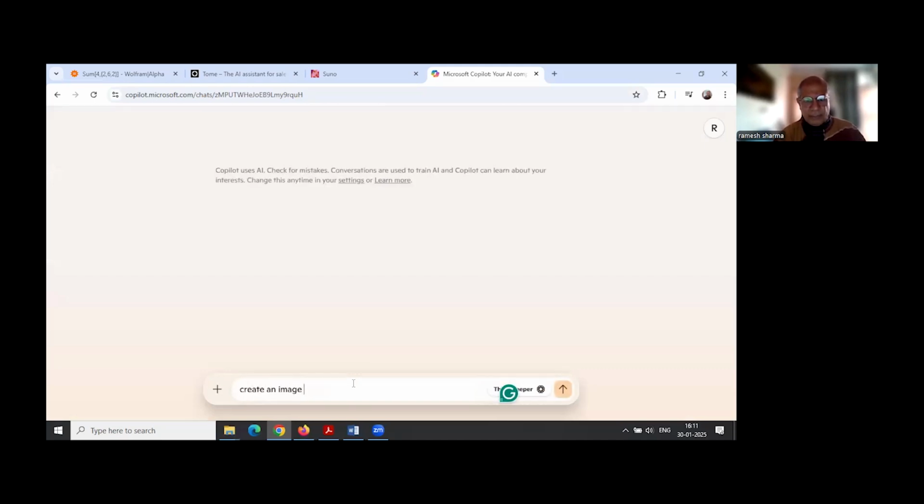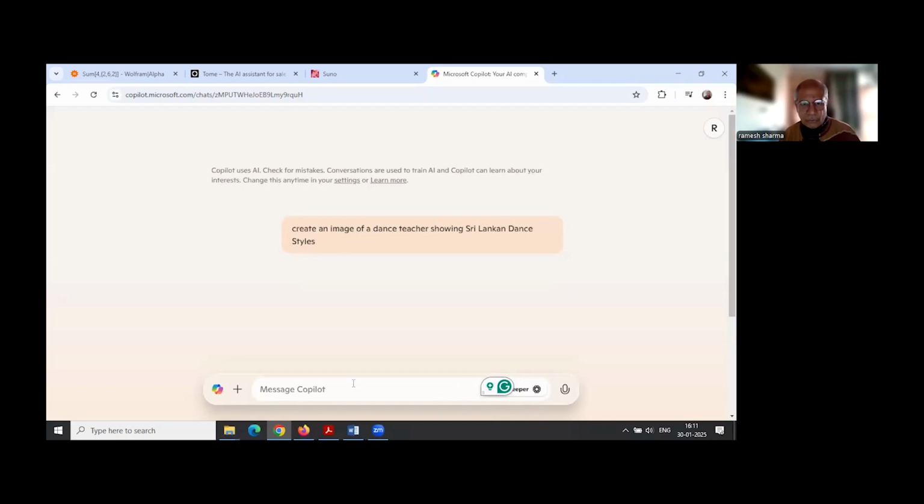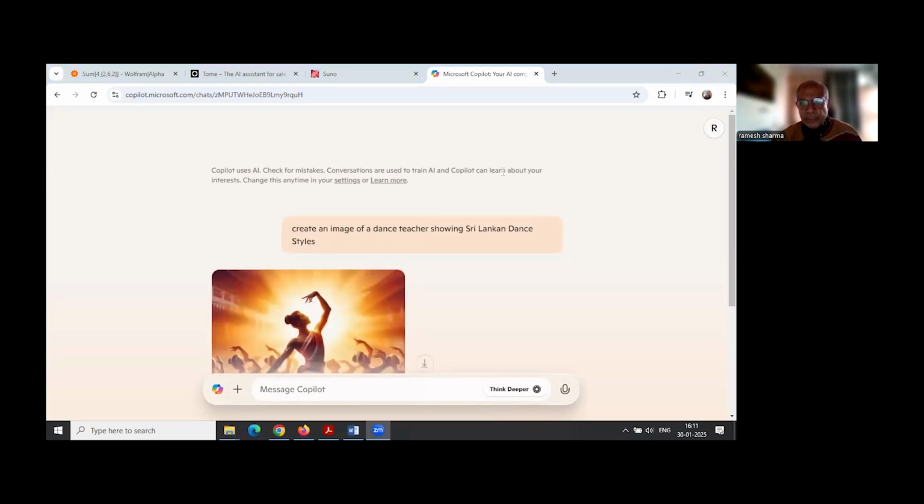Create an image of a dance teacher showing Sri Lankan dance styles. Let us see what it will do. So here you see, Copilot uses AI, check for mistakes. Conversations are used to train AI and Copilot learns about your interest. So Jalaluddin was asking, in this way, you need to be careful about what you are telling it.